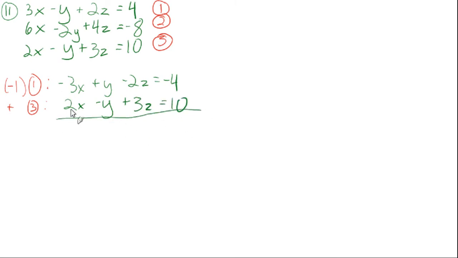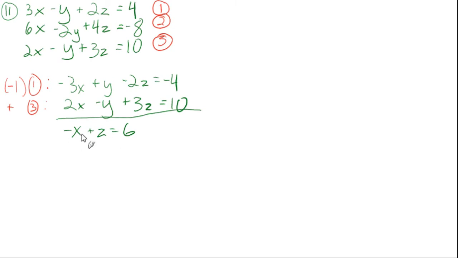Okay, so we get 2x minus 3x, that's -x. Y minus y is 0y. 3z minus 2z is a positive z. And 10 minus 4 is 6. So that's good. It's a pretty simple equation. We got -x plus z is 6. Now if we had another equation that was x and z and some other number, then we could eliminate something, and we'd be one step closer.